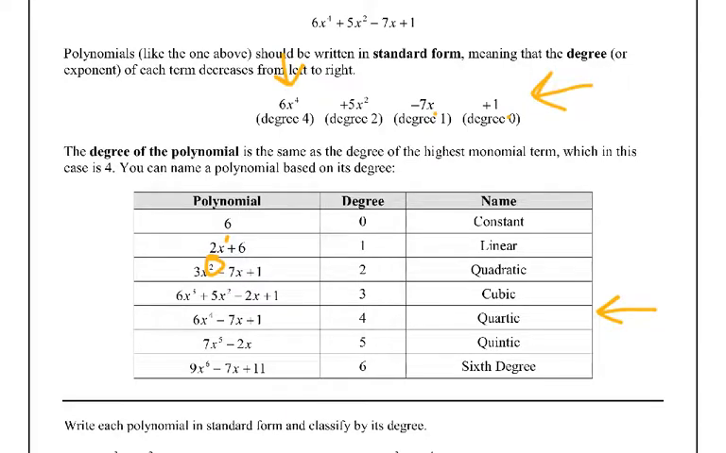So like if I were to give you like 3x to the 8th minus 10, that would be considered an 8th degree.